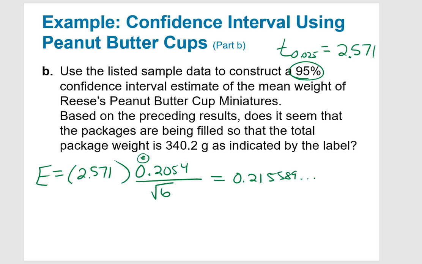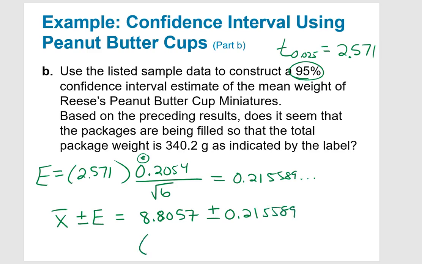Okay, so how do I find the confidence interval? I'm going to take the x bar, and I'm going to add and subtract to it that estimator. So I'm going to take 8.8057 that I found in the last place, and I'm going to add or subtract that 0.215589. All right, so I'm going to put mine in interval notation. So on the low end, I get 8.5901, because notice my mean was in 4 decimal places, so my answer should be in 4 decimal places, comma, and then I'm going to add the error to get the high end. I get 9.0213. Again, 4 decimal places, 4 decimal places.